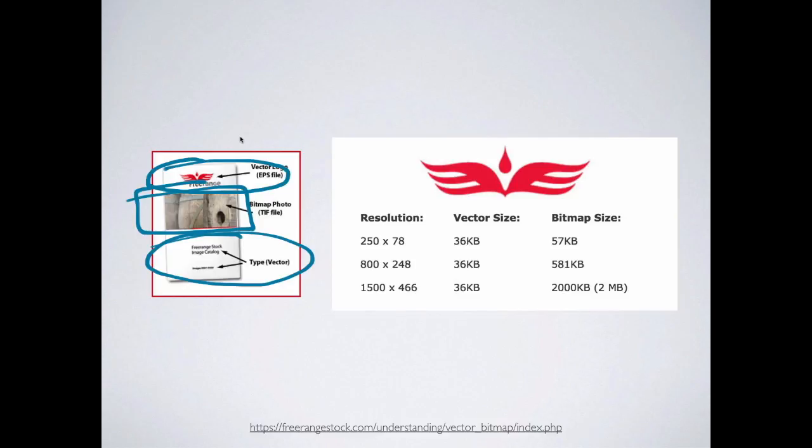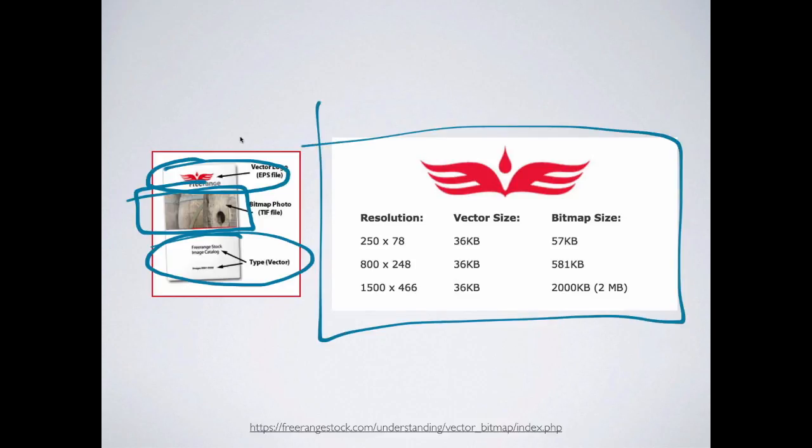So if we look at this chart over here, this is a really good example of how it affects file size. So the image that we're looking at here, that's the logo that they're talking about. And we have a variety of resolutions. The first one here at 250 by 78, the vector size is 36 kilobytes. Again, very, very small. The raster size, not too bad, but it's almost double the size.